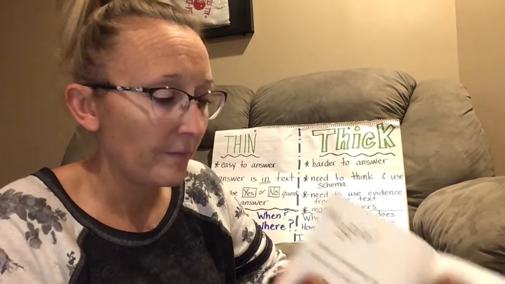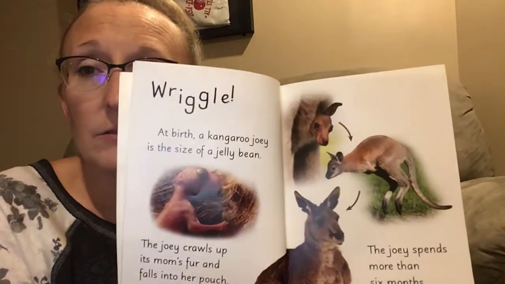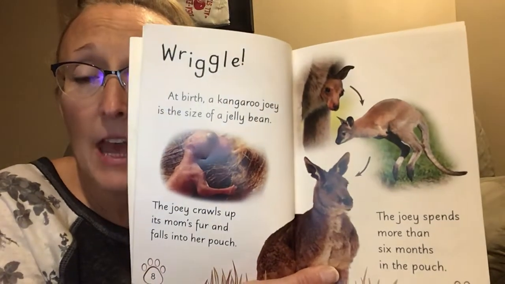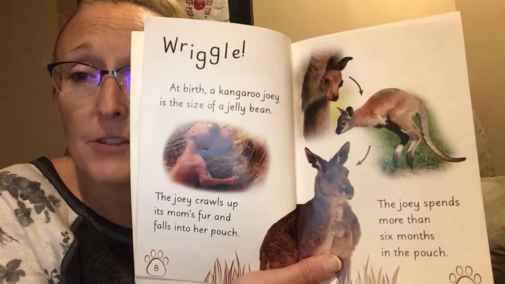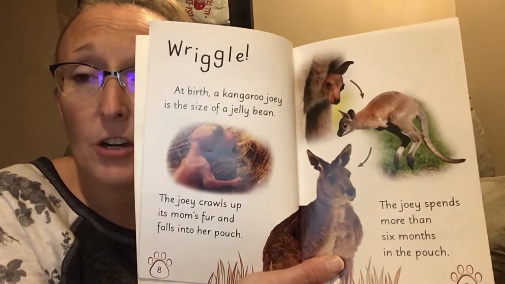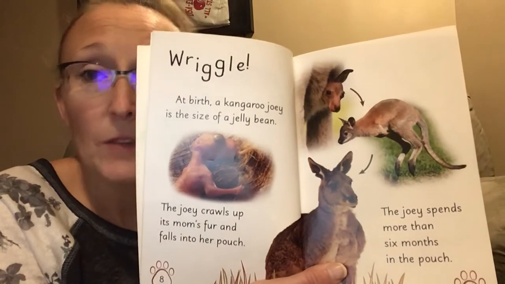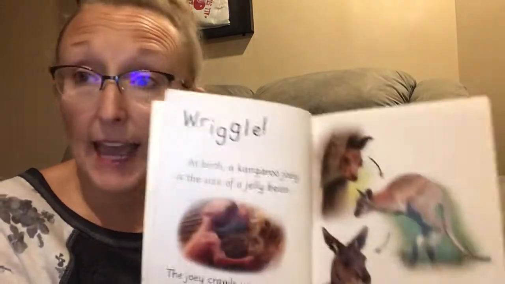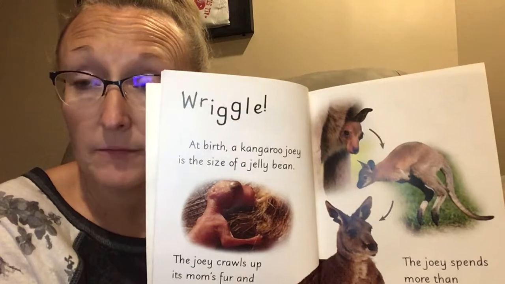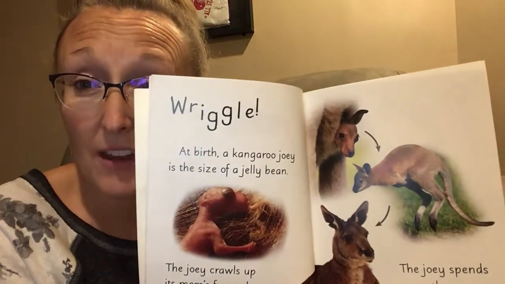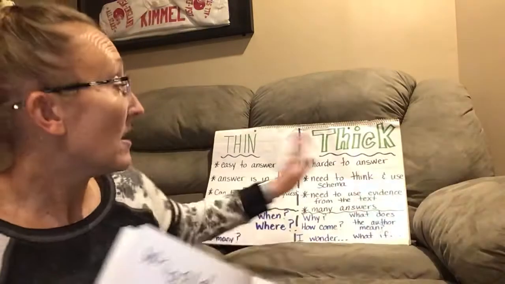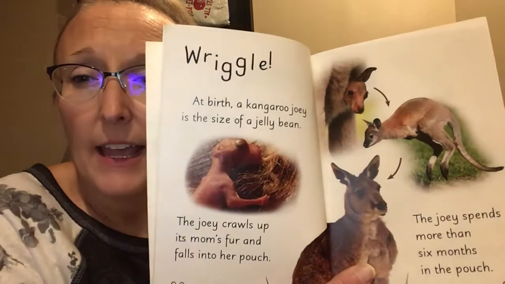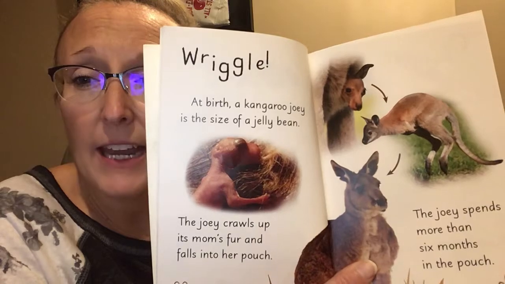Let's do one more. Wriggle. At birth, a kangaroo joey is the size of a jelly bean. The joey crawls up its mom's fur and falls into her pouch. Okay, so I could say, how big is a kangaroo joey when they're born? That's a thin question because the answer's right there, right? They are the size of a jelly bean. So that's thin, okay?